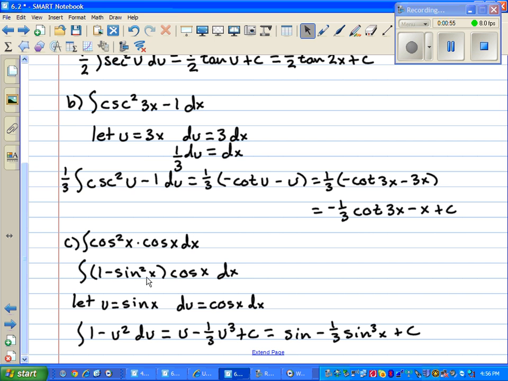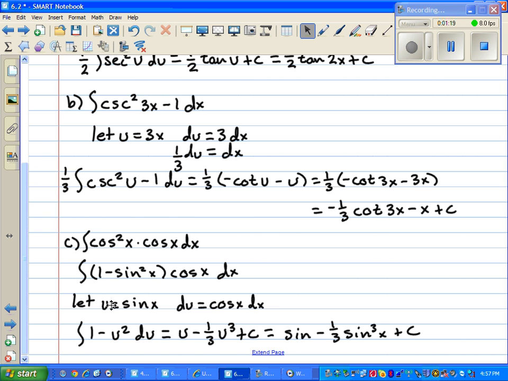So we do have a function and its derivative, and in this case we're going to let u equal the sine of x, and the derivative of sine of x is cosine x. We have the function, sine of x, and its derivative. Now I don't want to let u equal sine squared, because then the derivative would be too complicated and we wouldn't have the derivative in the original integral.